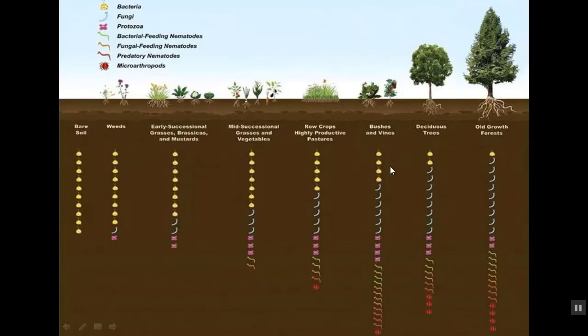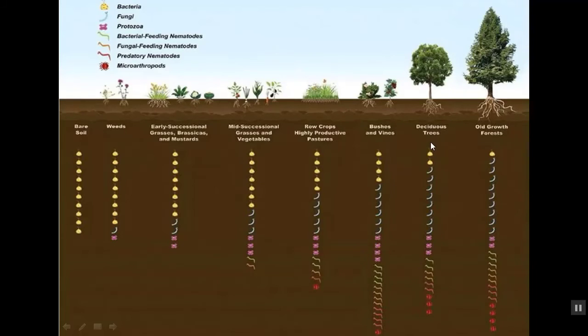Again, fewer nitrate producing bacteria, more ammonium producing fungal elements, more protozoa, more bacterial and fungal consuming nematodes, and far more predatory nematodes, and still some more microarthropods in these areas. So again, we're going from green feeding materials to more brown feeding materials to get these populations in the right numbers.